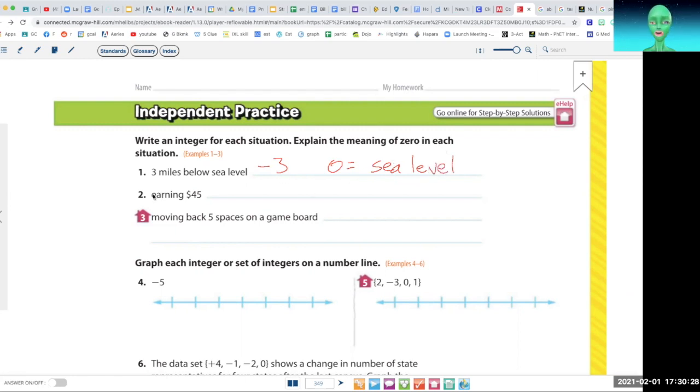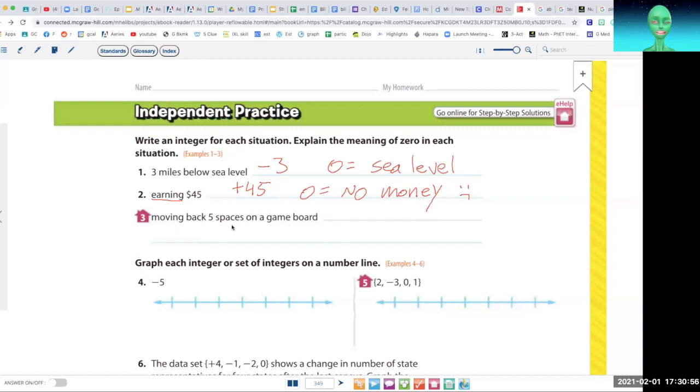All right, now earning $45. Here's a good word to learn, earning. That means you're getting $45. So what would that be? Ready, go. Okay, so you should have put plus 45, and 0 would mean, so here 0 equals no money, which means also sad face.